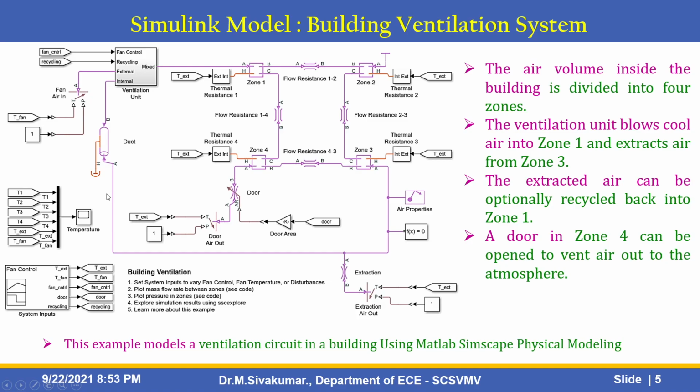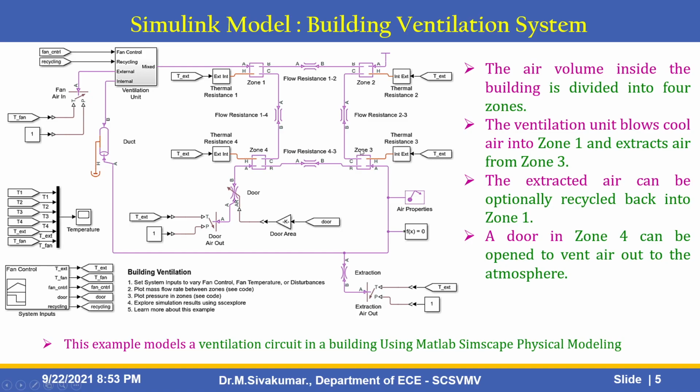Using this Simulink model and this temperature scope, you can analyze the four zone temperatures, the internal and external temperature, and the fan temperature can also be measured using this scope. With the interactive tool called Simscape logging, the Simscape results explorer, you can plot the mass flow rate between zones 1, 2, 3, and 4. You can also plot the pressures in each and every zone using the reproducible code. Using this reproducible code, we can plot the mass flow rate between zones and the pressure between the zones.